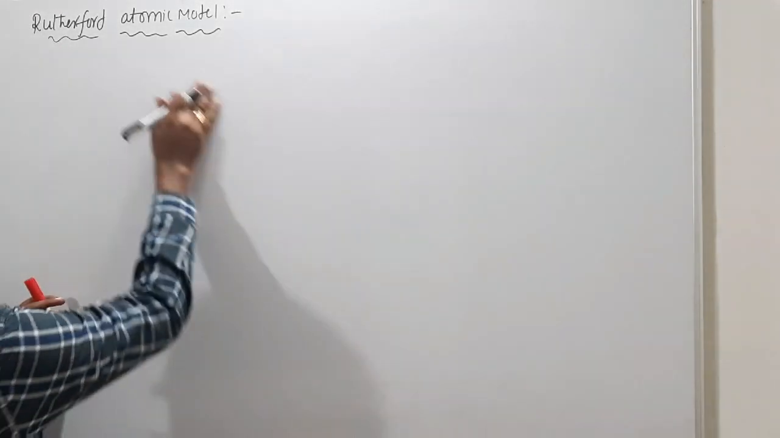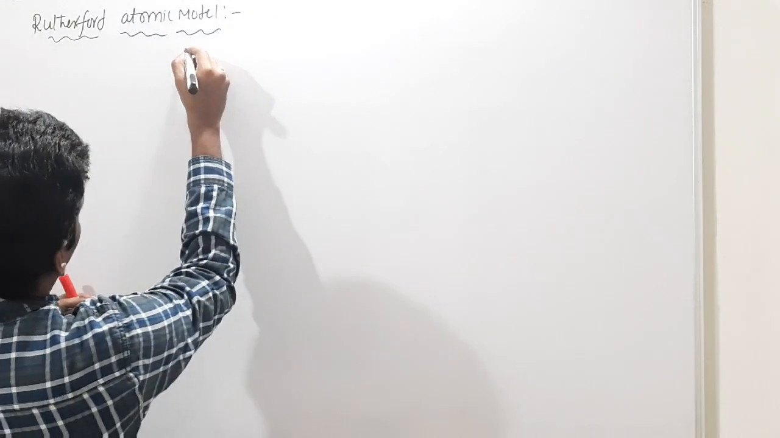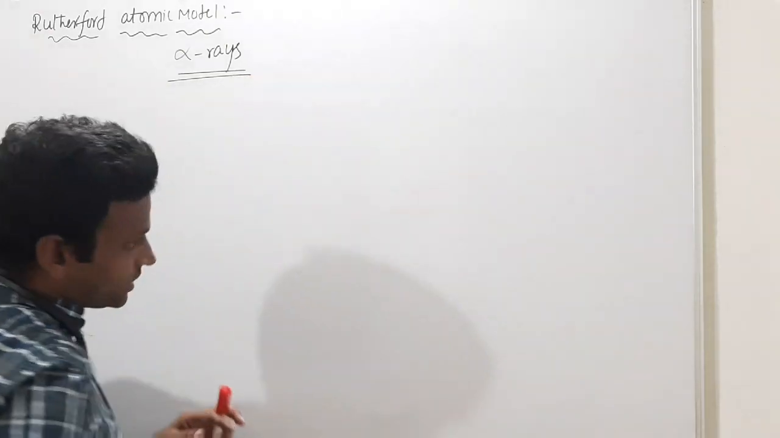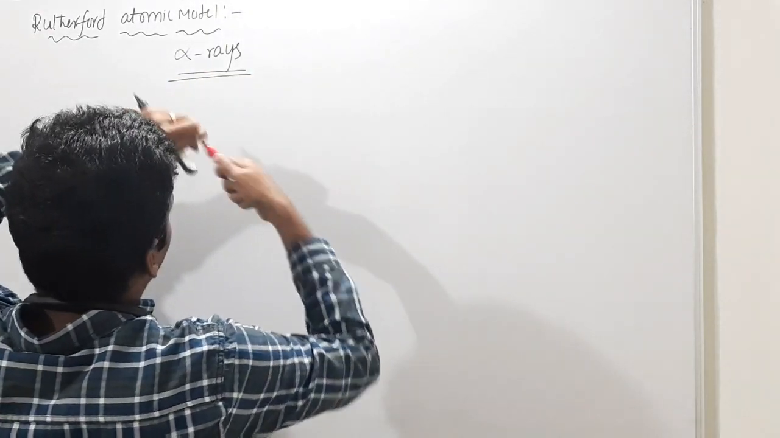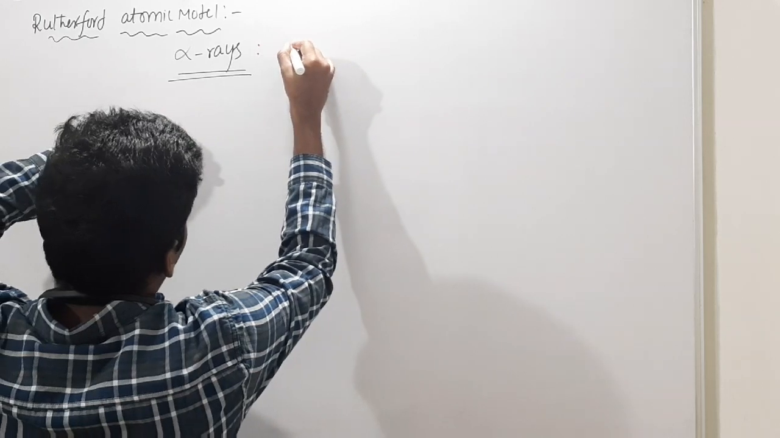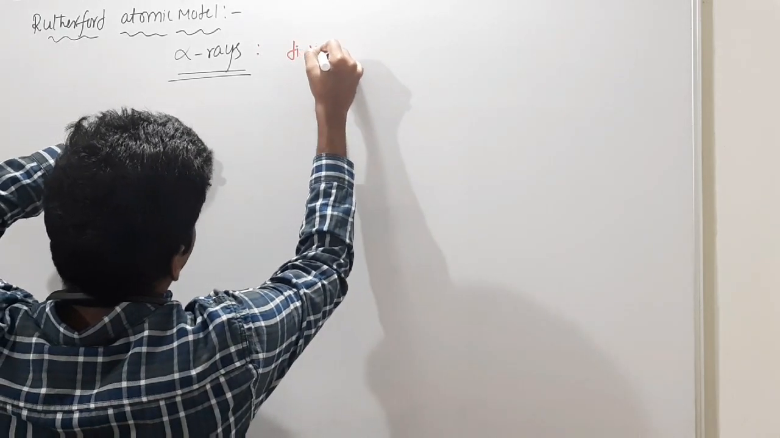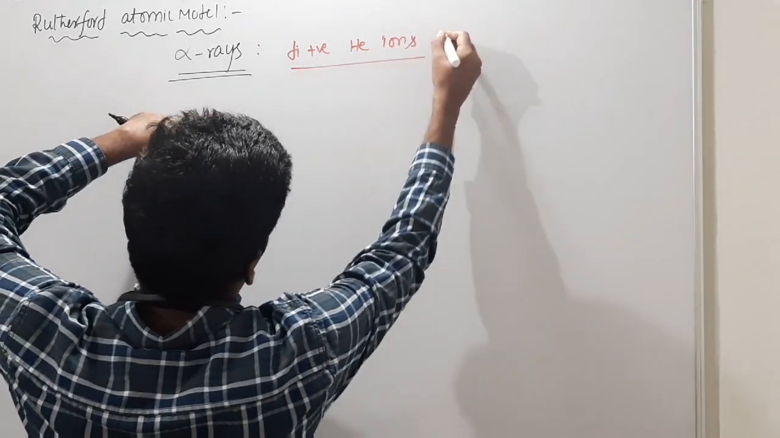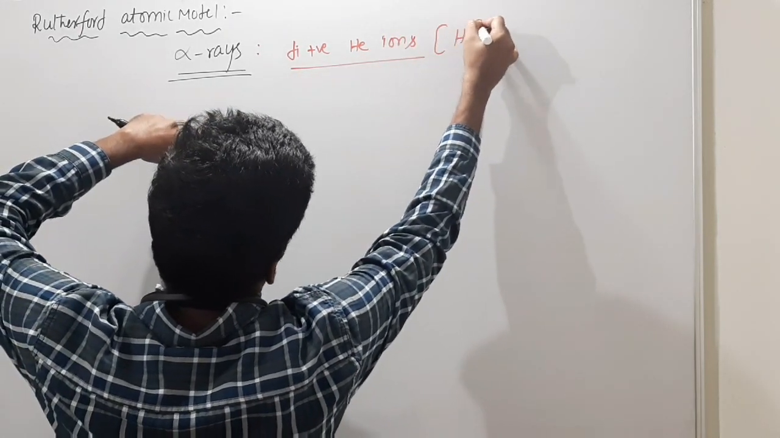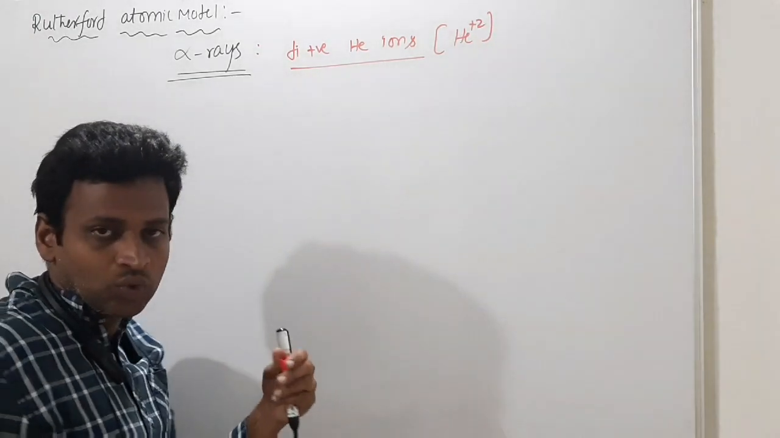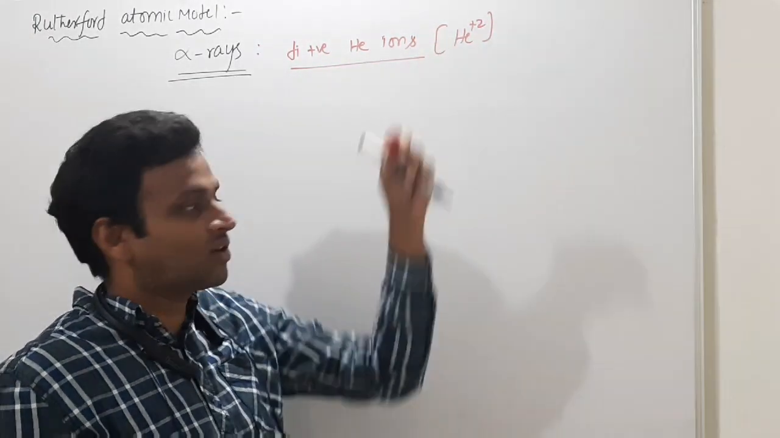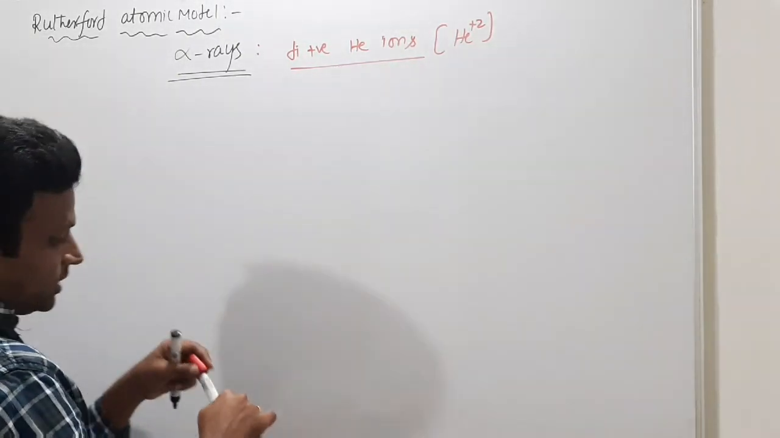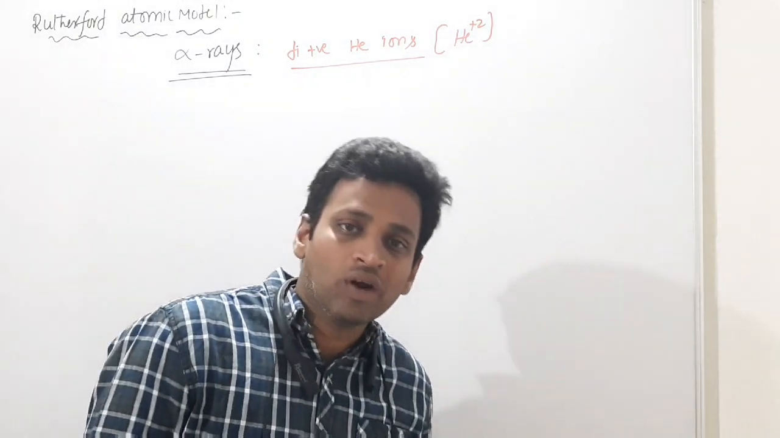So what he did, he sent alpha rays. I already explained what alpha rays are. Alpha rays are nothing but dipositive helium ions. Dipositive means He2+ ions. So we write 2He4, but with no electrons. Understood? These alpha rays were sent through gold foils.